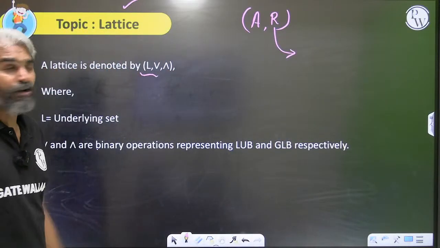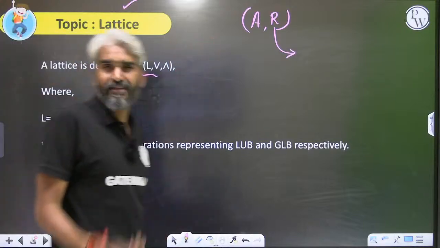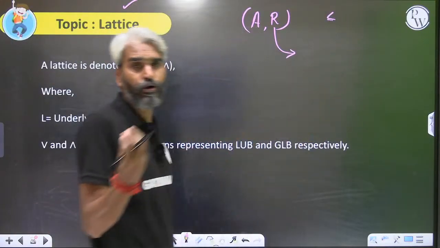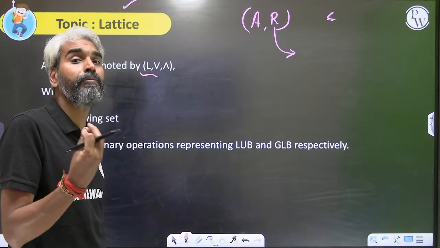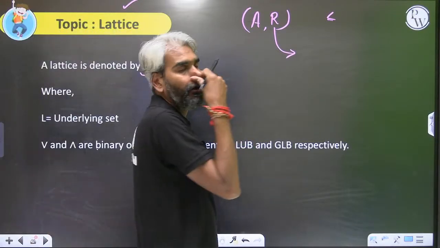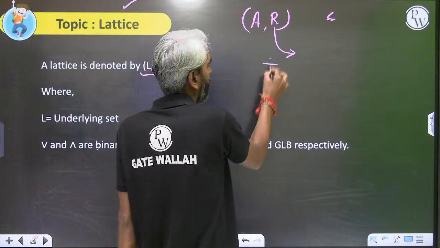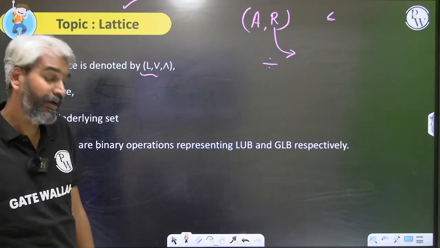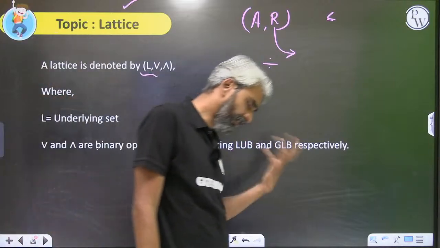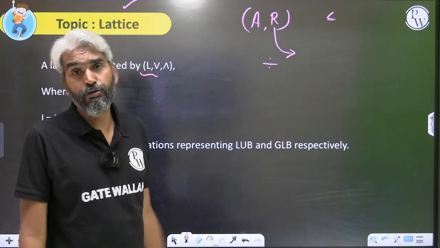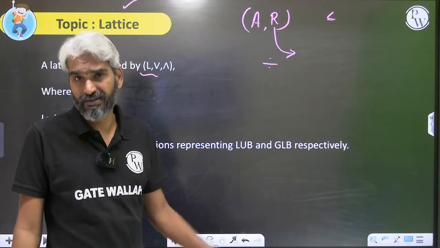It will eventually depend on the relation. We said that if it is a set of real numbers and the relation is less than or equal to, then the least upper bound and greatest lower bound will be defined by maximum and minimum. Now, if it is a set of positive integers and the relation is divides, then the least upper bound may be defined by LCM, and the greatest lower bound will be defined by GCD, if they are present in the set.